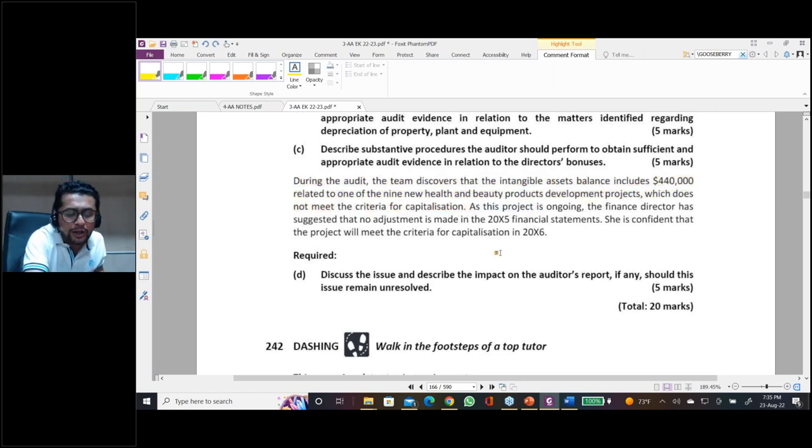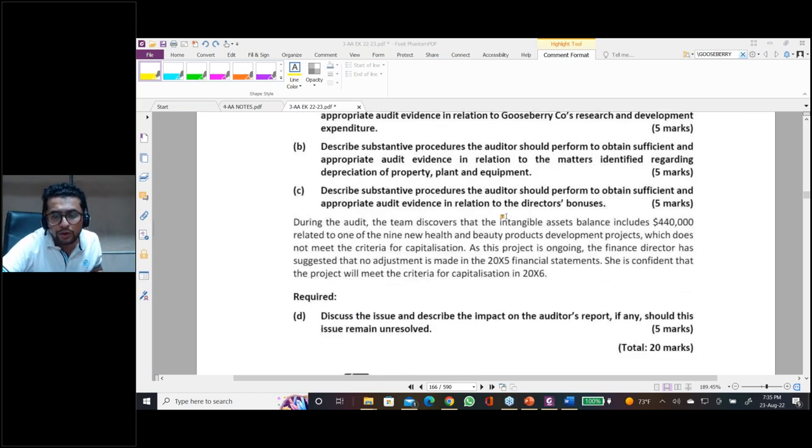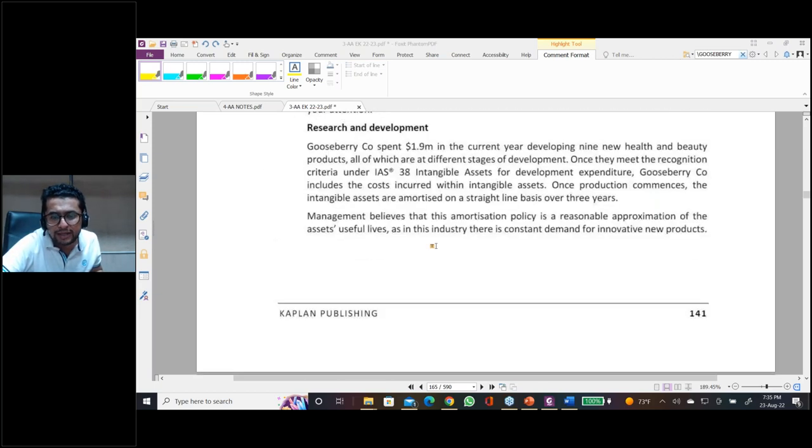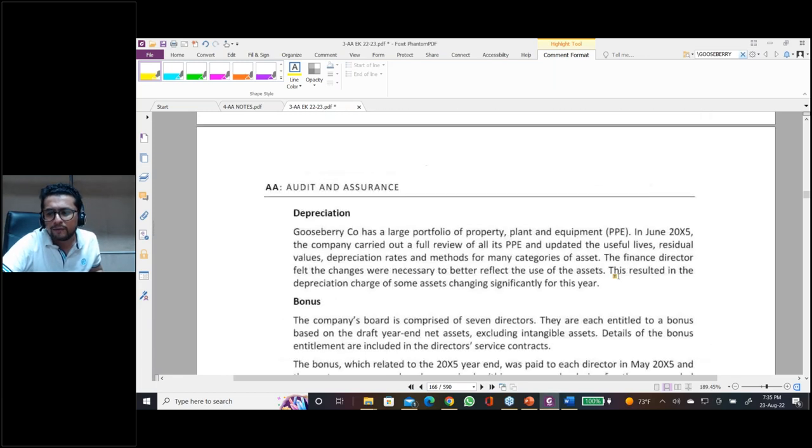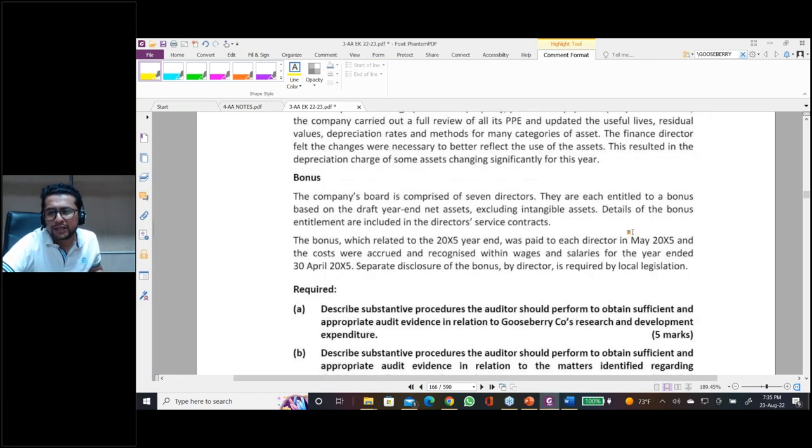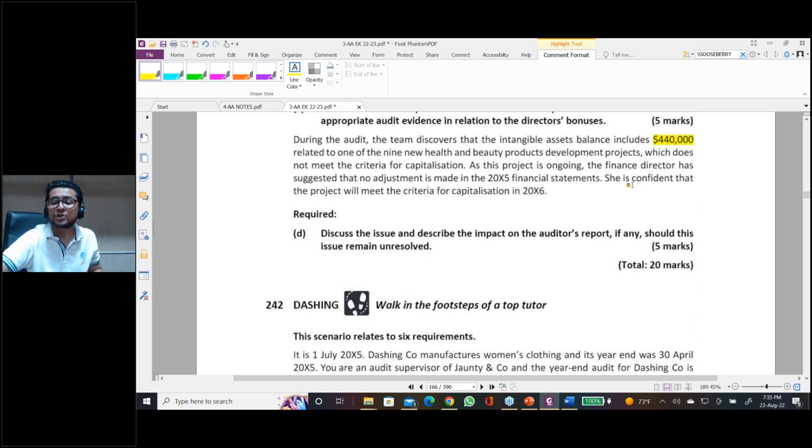So we are not going to calculate the materiality with respect to 1.9 million. We just forget about this 1.9 million. Let's focus on what? 440,000. So that 440,000, according to the auditor, does not meet the capitalization criteria in accordance with IAS 38.